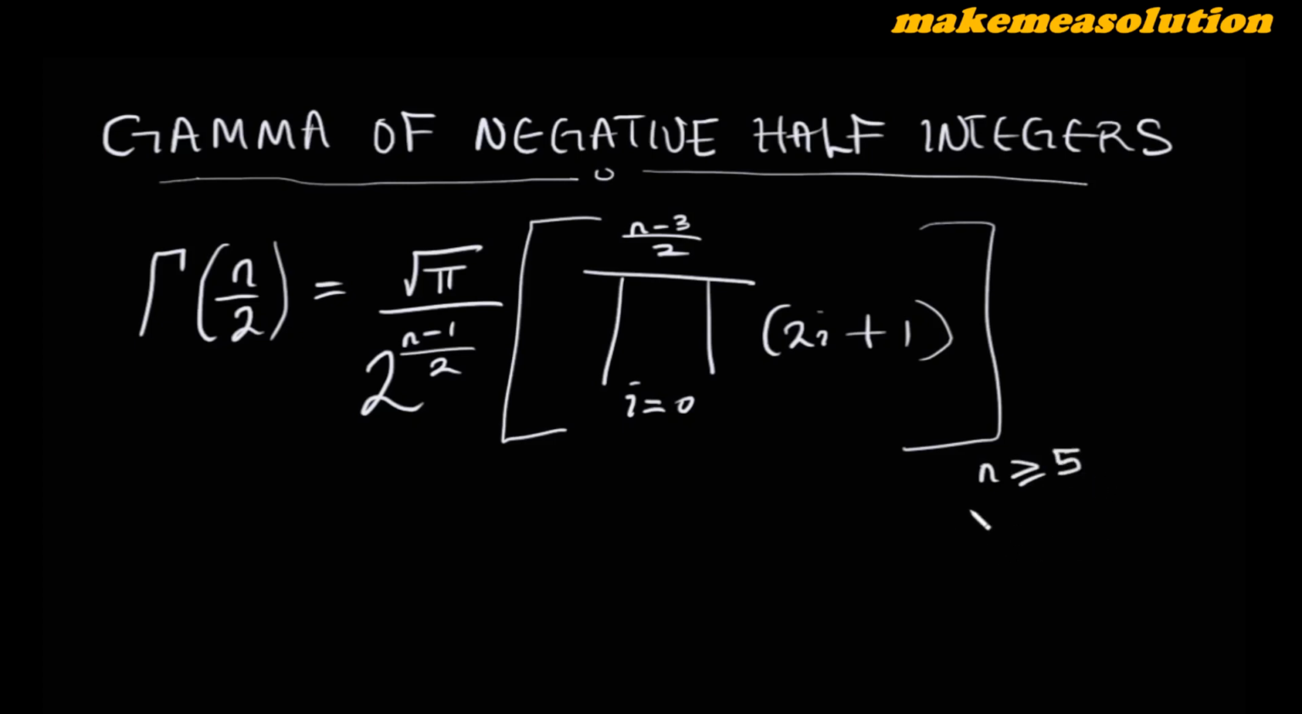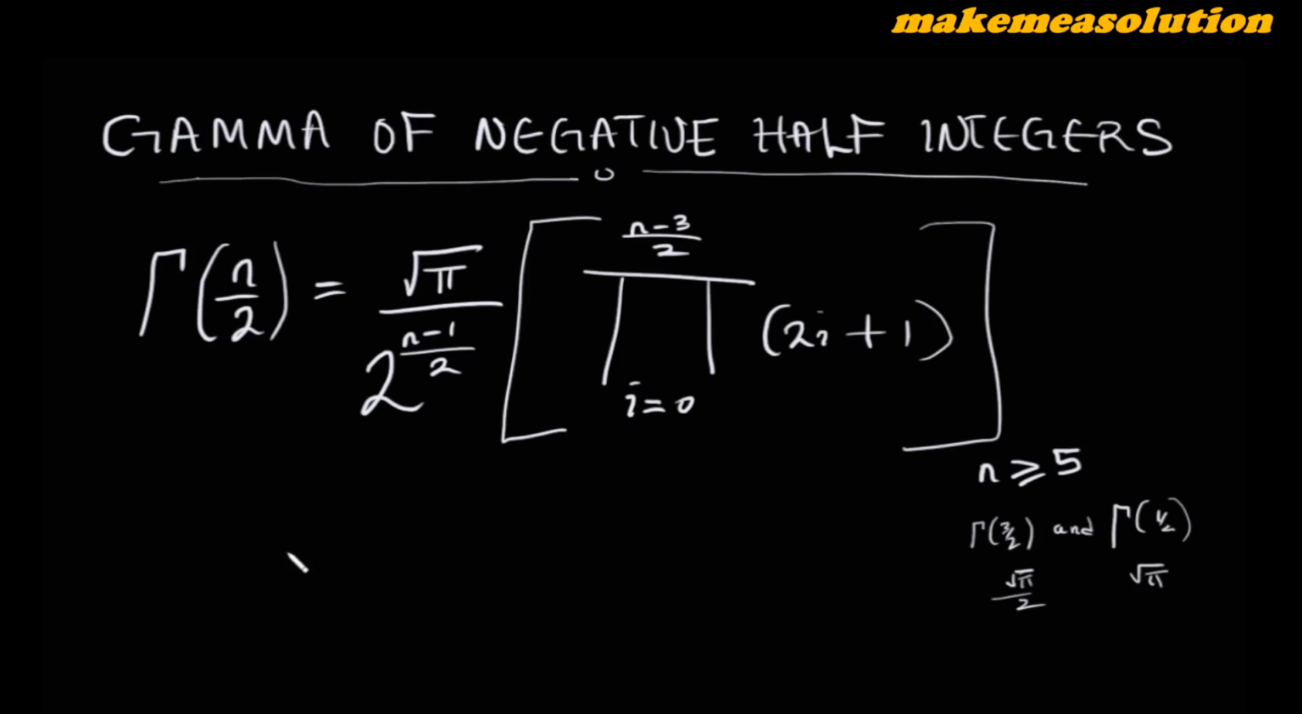The condition is that you should know the gamma of 3 over 2 and gamma of 1 over 2, which respectively are root pi over 2 and root pi. Okay, so that's about this formula.